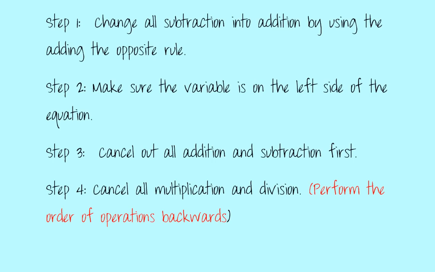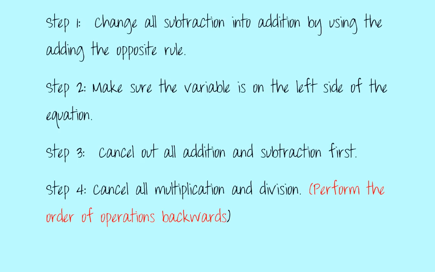The steps. Step 1, change all subtraction into addition by adding the opposite rule. That's the first step that we use in anything that we do. When we see a subtraction, we change it to addition. It helps eliminate some of the adding and subtracting of negatives and cuts down those mistakes. Step 2, make sure the variable's on the left side of the equation. We do this so that when we graph inequalities, we don't have to change the process at all. We can just use the same process that we're already using.